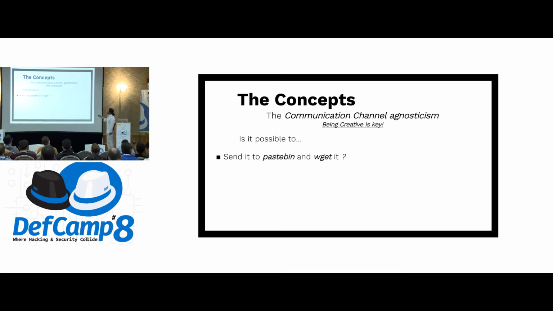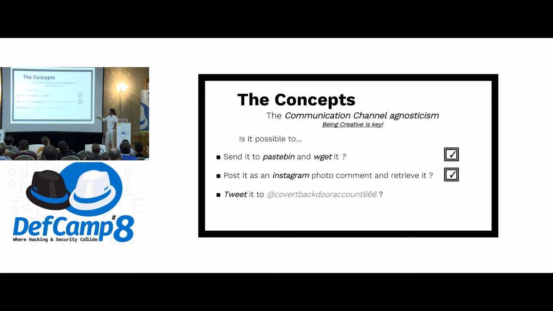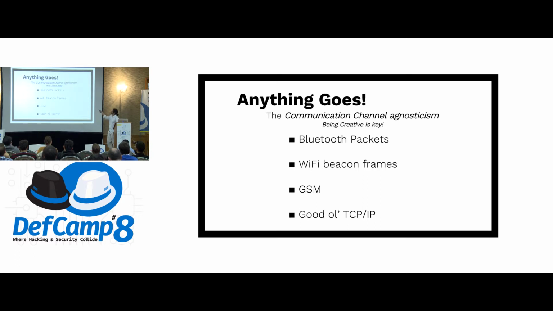So we can do everything here. Is it possible to send data to Pastebin and we get it? Of course. Post it to Instagram as a comment. Tweet it, like covertutils. That's by no means a name that's going to be suspect, no? And we can do pretty much everything. Rendering it as hex characters to an image, and then sharing it back, and we get the image, or post it on Facebook or whatever. If we get wrappers for this, we can also do this. Bluetooth packets, anything? Bluetooth packets. Wi-Fi beacon frames. The SSID field has plenty of bytes there. We can do things with the SSID.